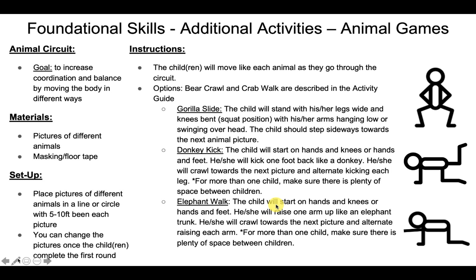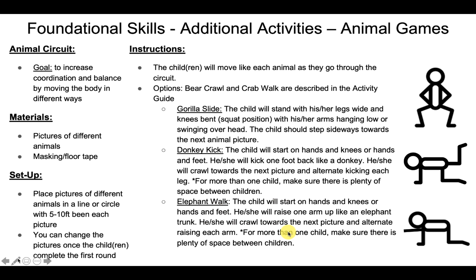The next activity is called donkey kick. The child or children will start on their hands and knees or hands and feet. He or she will kick one foot back like a donkey. He or she will crawl or walk on hands and knees towards the next picture and alternate kicking with each leg. If there's more than one child participating, make sure that there's plenty of space between the children. Here is a diagram of a picture of a child on hands and knees doing a donkey kick.